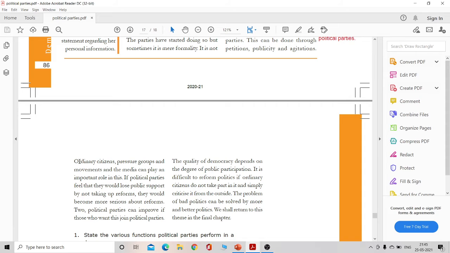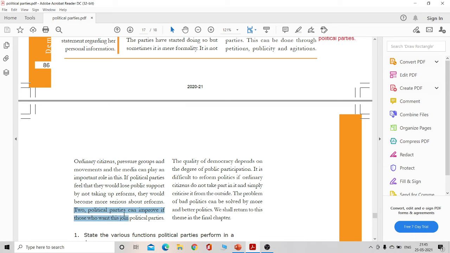So ordinary citizens, pressure groups, and media can play an important role. If political parties feel that they would lose public support, then they will obviously want to carry out serious implementation as far as reforms are concerned.